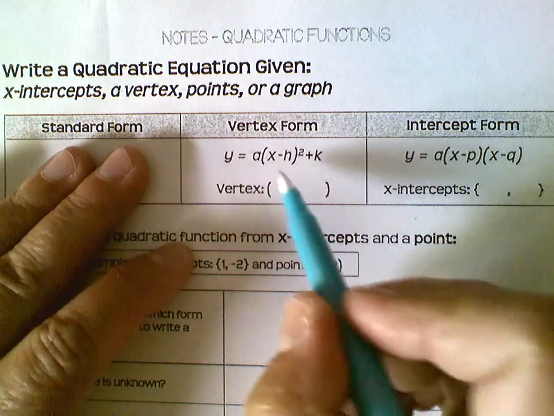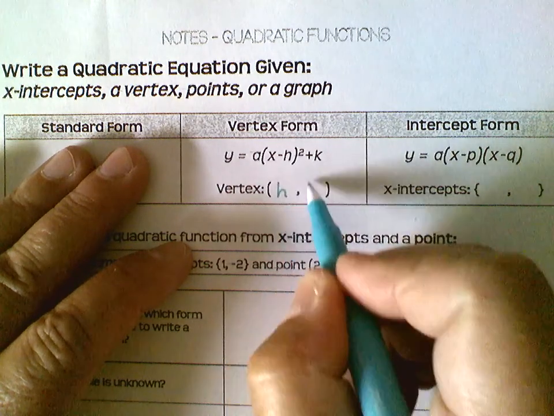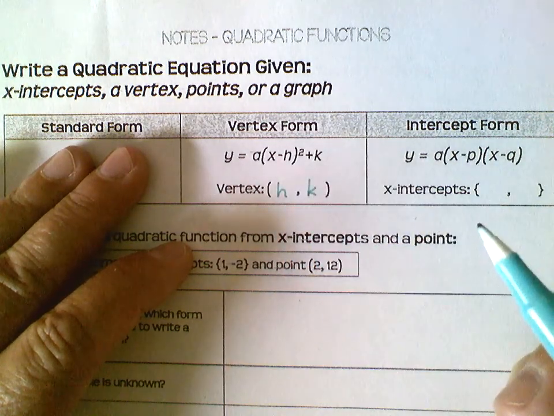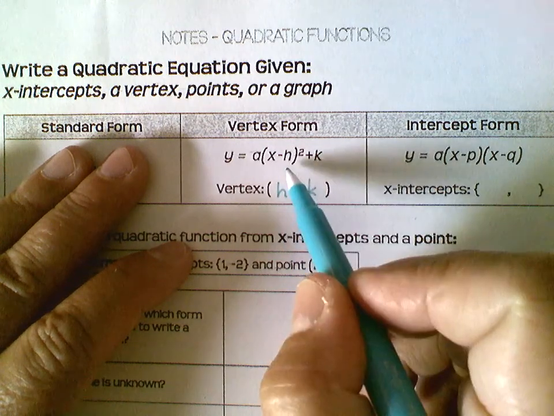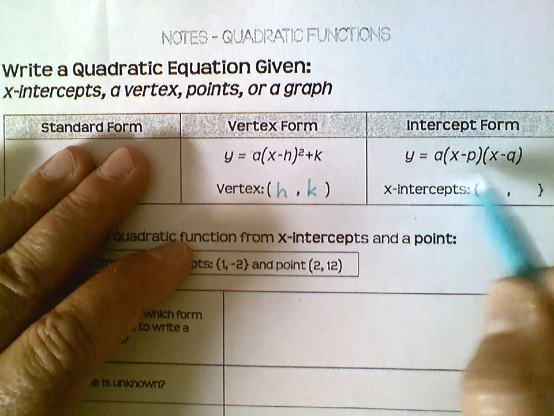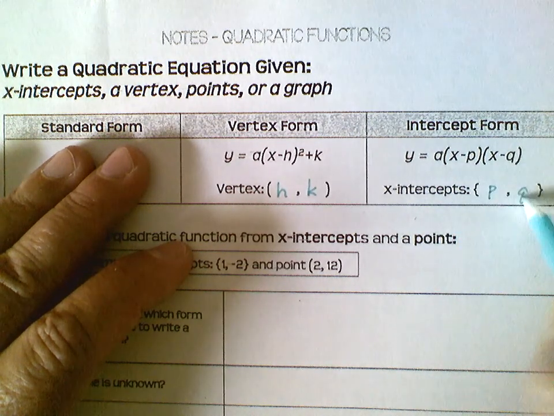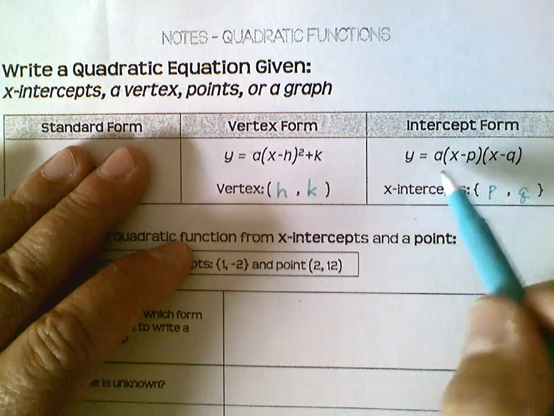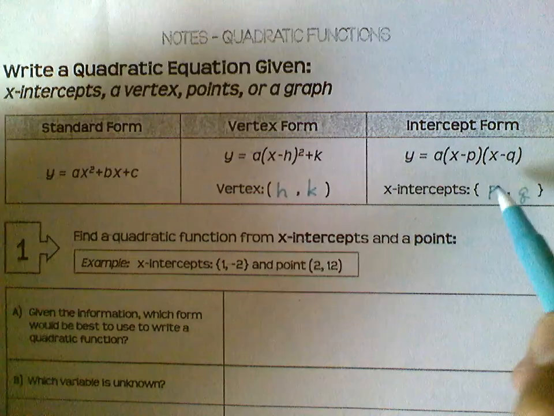So the main thing is to remember vertex form gives us h, k, our vertex, which means if we are given a vertex, this is the form we're going to want to start with. Intercept form gives us our x-intercepts, p and q. So if we're given x-intercepts in our information, this is the form we want to start with.